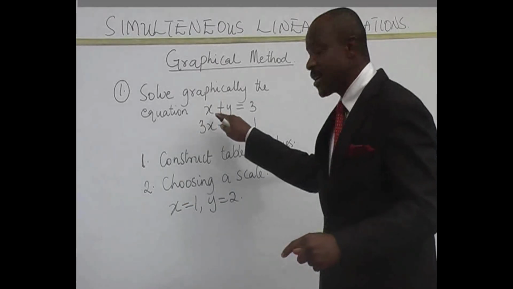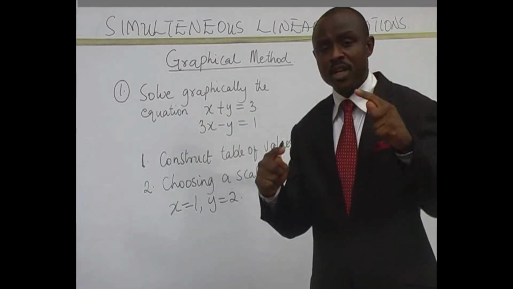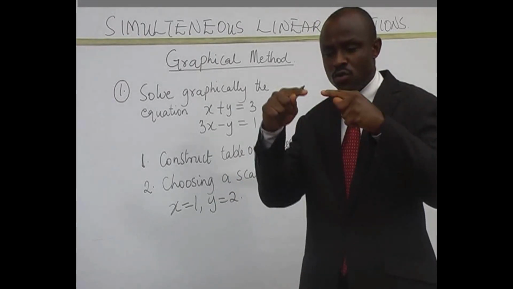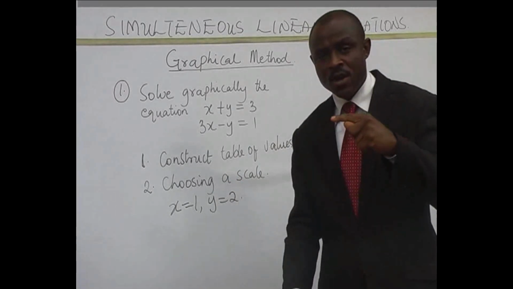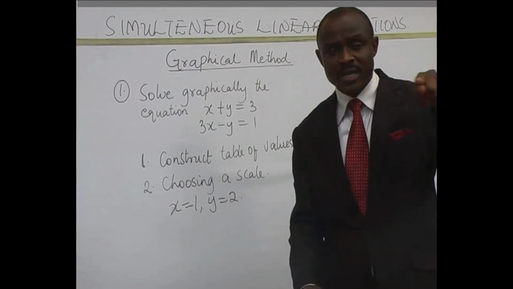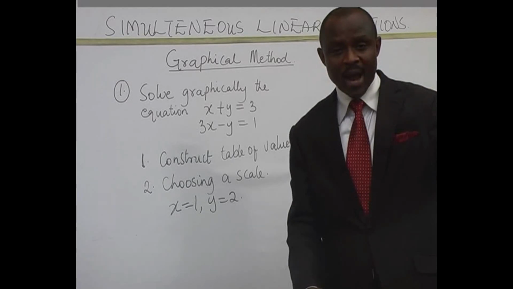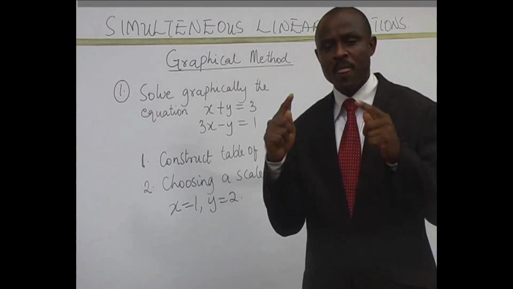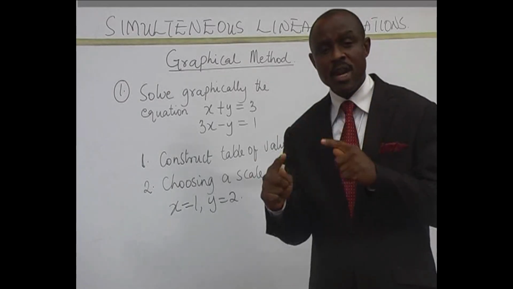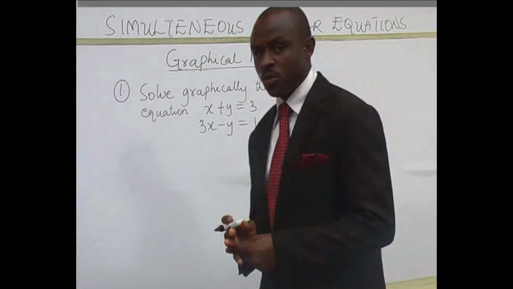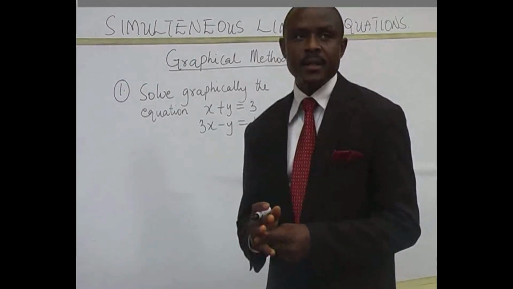But for this one particularly that we have solved using the elimination and substitution methods, you are going to discover that our x, the value we read vertically down, is going to give us 1, while the value we read horizontally, which is the value of y, is going to give us 2. Exactly what we got when we used elimination and substitution methods.